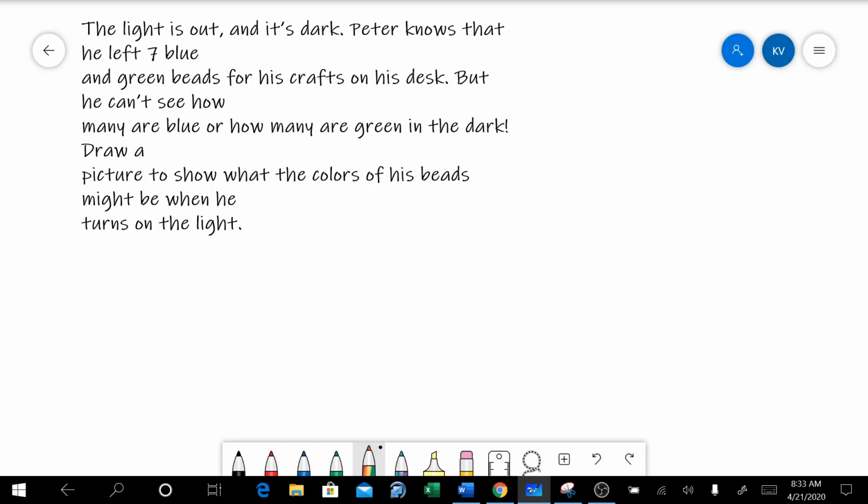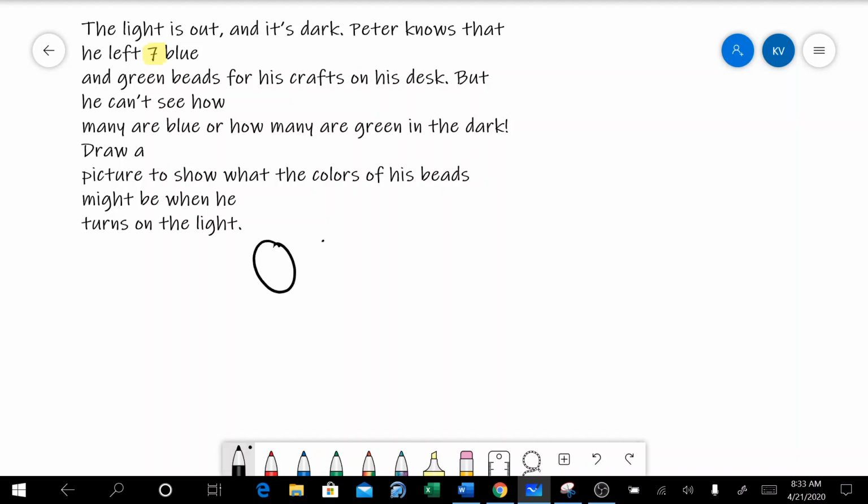All right, we have to pull out our key information. What do we need to draw? Good, we need to draw beads. How many beads does Peter have? Good, you can see in the problem right here that he has 7 beads. So we know that we need to draw 7 beads. Let's just start with 7 circles.